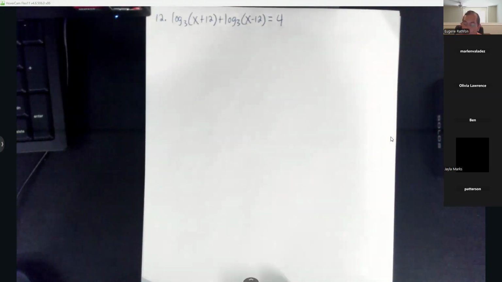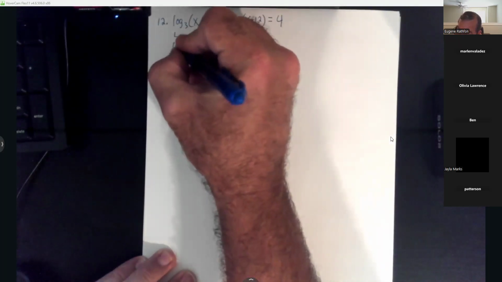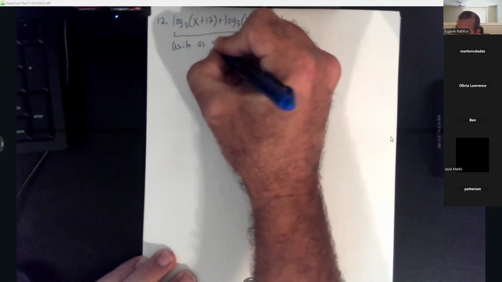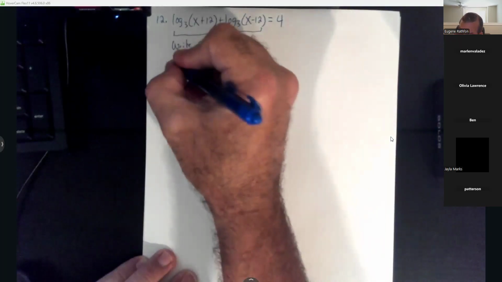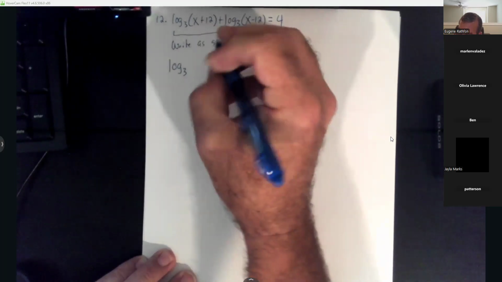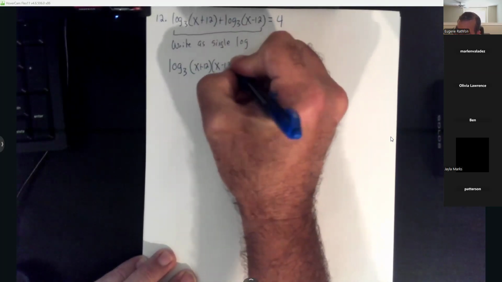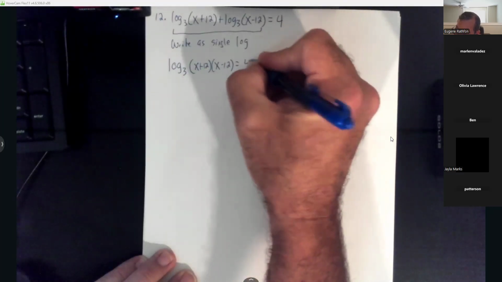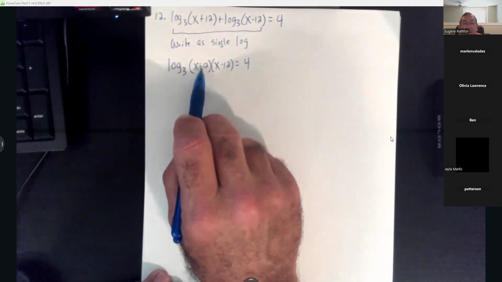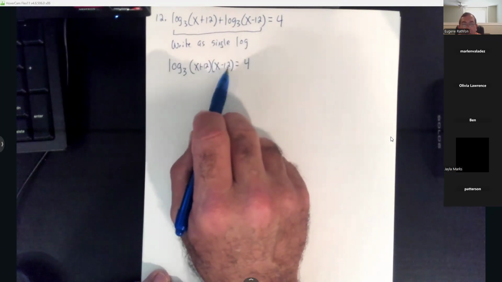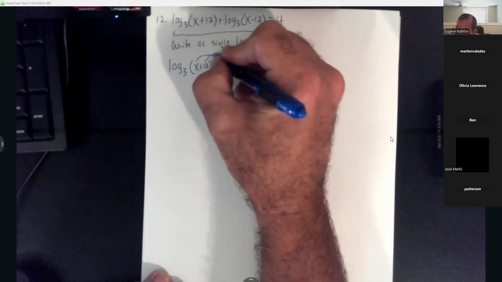This one has 2 logs on the left side, so we will write the left side as a single log. Now they're being added, so this will be a product. It'll be the x plus 12 times the x minus 12, all equal to the 4. And y'all, once again, I'm going to multiply these. But remember, these are conjugate pairs. Anytime I got conjugate pairs, when I multiply, I'm going to do the shortcut.